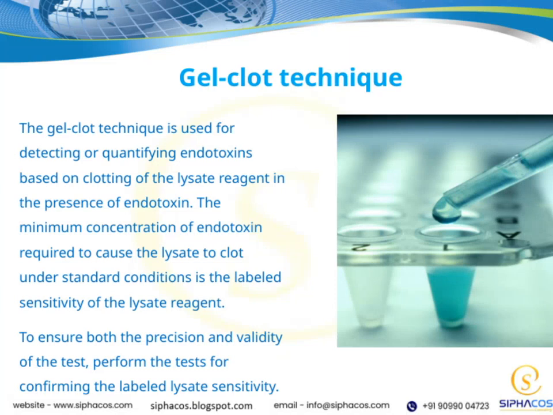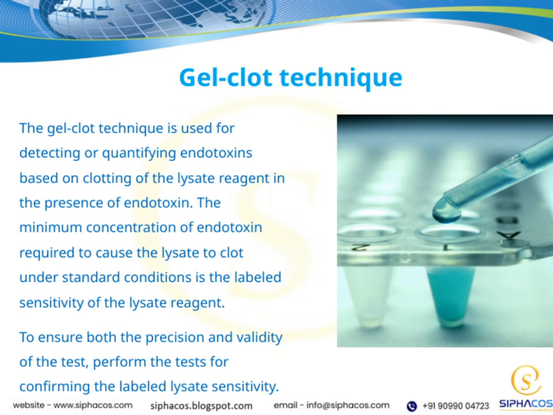The gel clot technique is a method we use to detect or even quantify endotoxins. It works by observing the clotting of a lysate reagent when endotoxins are present. Essentially, if there's enough endotoxin in the sample, it will cause the lysate to form a clot under standard testing conditions. The smallest amount of endotoxin that can cause this clotting is known as the labeled sensitivity of the reagent.